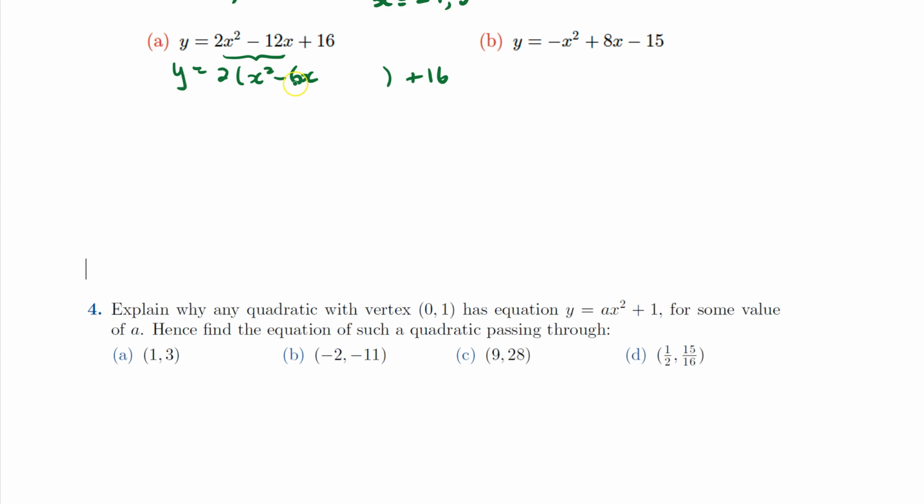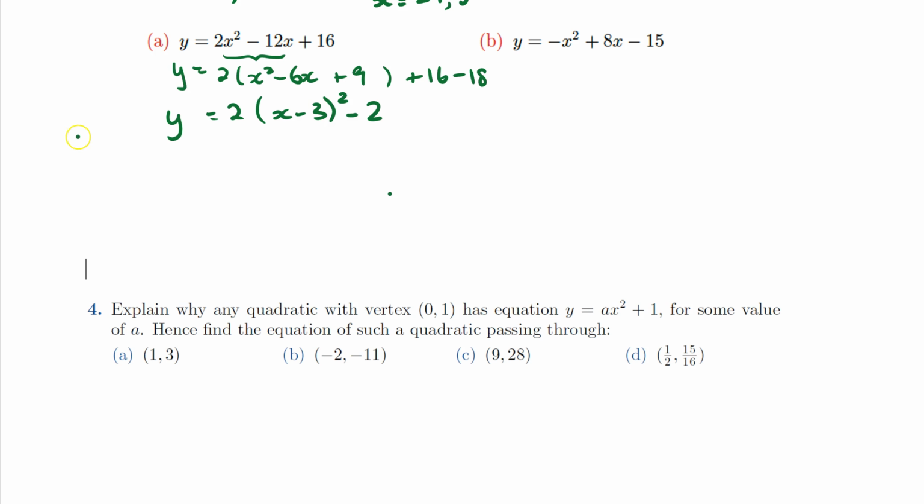What do I have to do here? Half of that is negative 3, square it, that's 9. And I've added, this is where it gets a little tricky, I've added 18, that 2 by 9, so I have to subtract 18. So I've got 2 lots then of x minus 3 all squared minus 2.